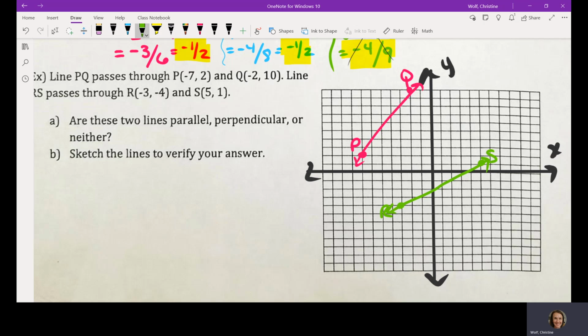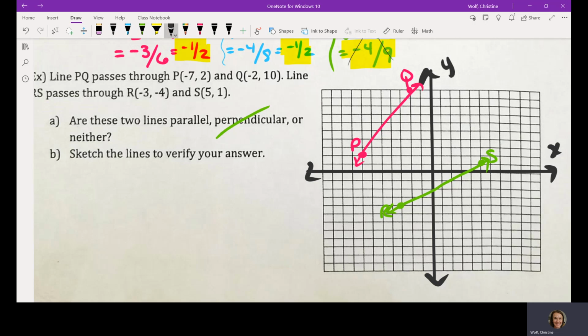There's my 2 points. What do we think? Parallel, perpendicular, or neither? Neither. Do they cross nicely and form a 90-degree angle? Heck no. So we know they're not perpendicular. Are they parallel, or do we think they might eventually touch?